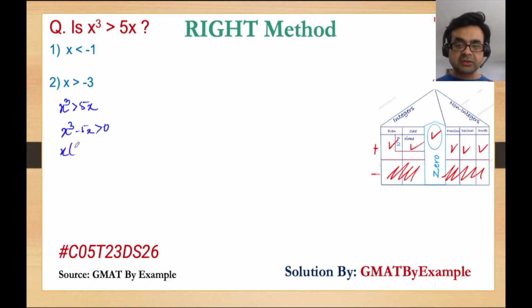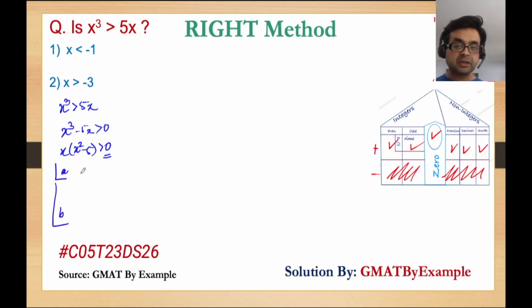Taking out x as common and then understanding that as a result of that, there are two pathways possible. This is a product of two quantities, x and x squared minus 5. And if their product is greater than 0, they have to be both the same sign. Either both are negative or both are positive. So those are our two pathways. I'm going to call those pathways pathway A and pathway B.